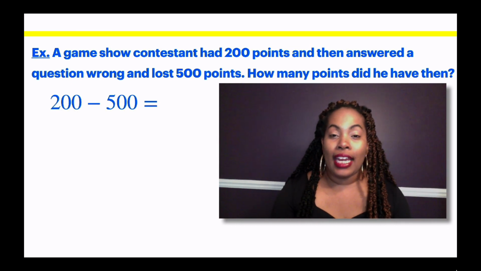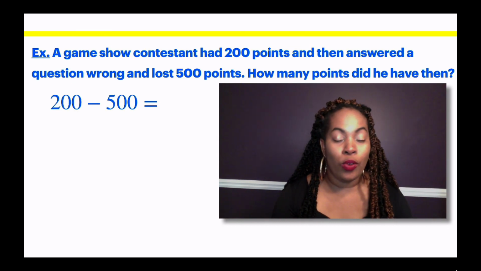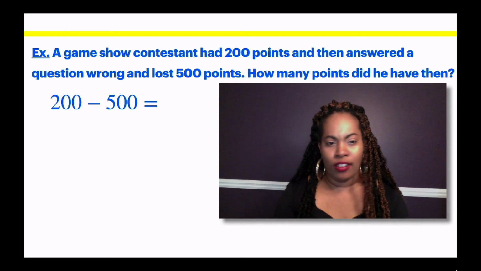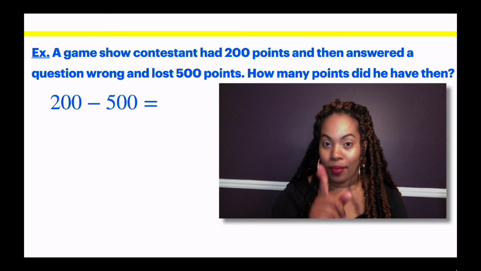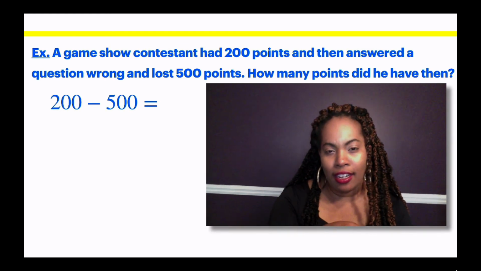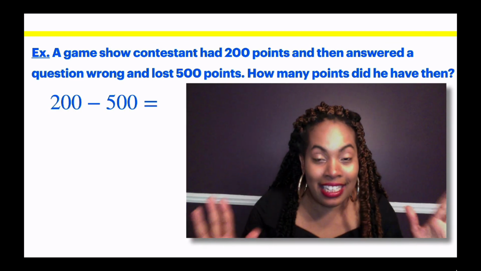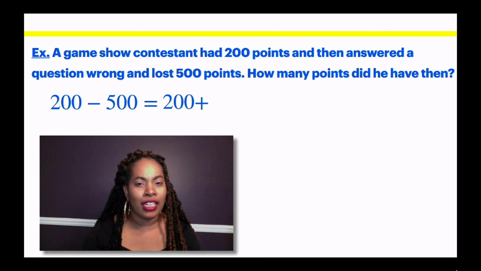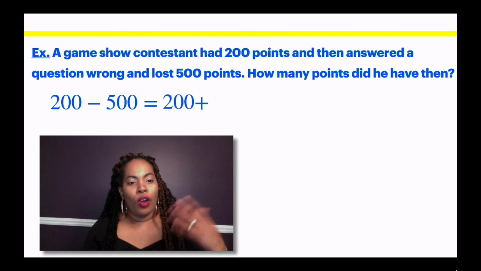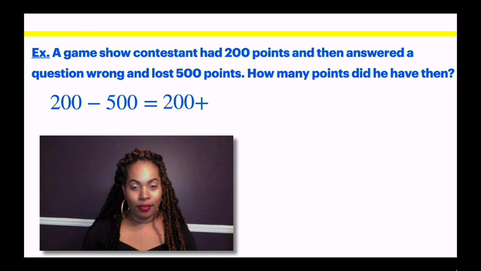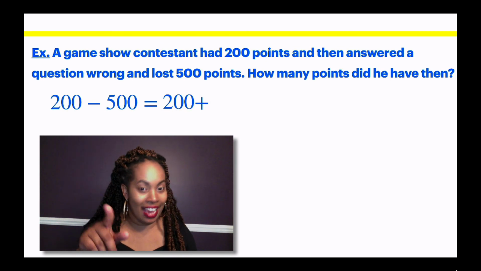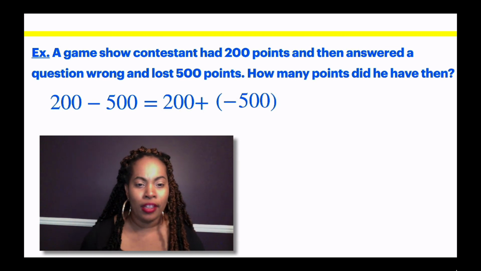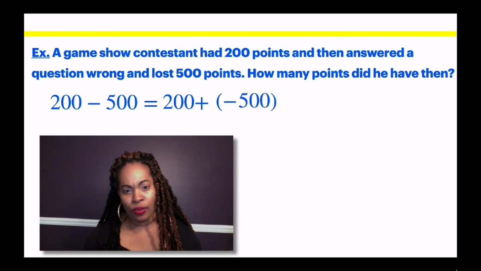Now, if we look at it again, we know now that we are subtracting integers. Integers, right? So how do we subtract integers? Remember, subtraction is really addition of the opposite. Wow. So if we set that up, subtraction is addition of the opposite. What is the opposite of 500? Yes, the opposite of 500 is negative 500. Absolutely right.